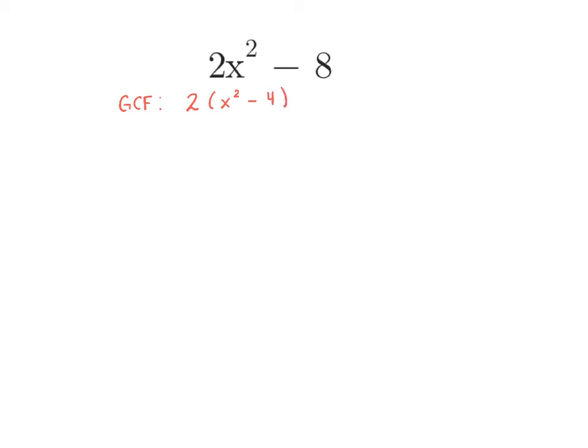Now, what we have left inside the parentheses is a difference of squares, so we can go ahead and factor this further. So remember, this will factor into two binomials that are exactly the same. One has an addition sign, one has a subtraction sign. The square root of x squared, our first term here, is x. So they each get an x.